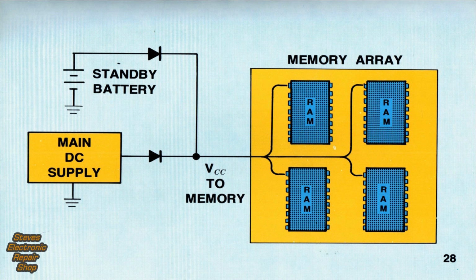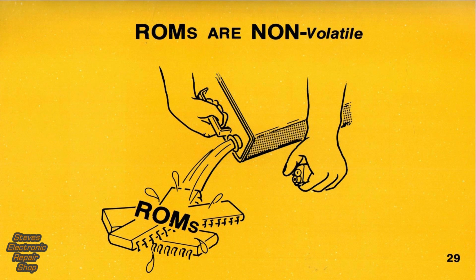Of course, a standby power supply, such as the battery shown here, can prevent loss of RAM memory during temporary power failures. But this backup system has its problems. For example, it isn't entirely reliable. In addition, the battery can only supply a limited amount of power. Although the standby power supply is frequently used, it's far from foolproof. Fortunately, the other type of semiconductor memory, the ROM, is non-volatile. ROMs retain data even with power removed.